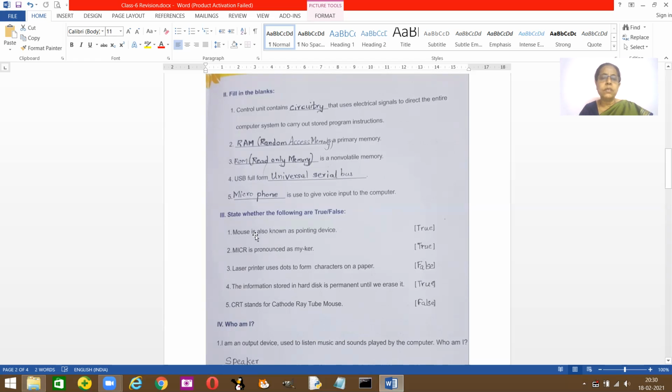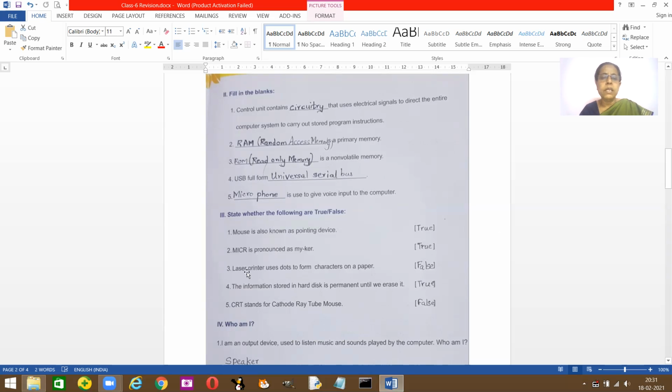State whether true or false. Mouse is also known as a pointing device. Yes. See, just now you can see this is a pointing device. The arrow is pointing to wherever I want. So the answer is true. MICR is also pronounced as mica.